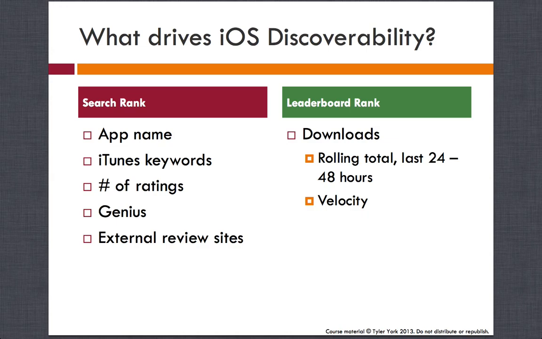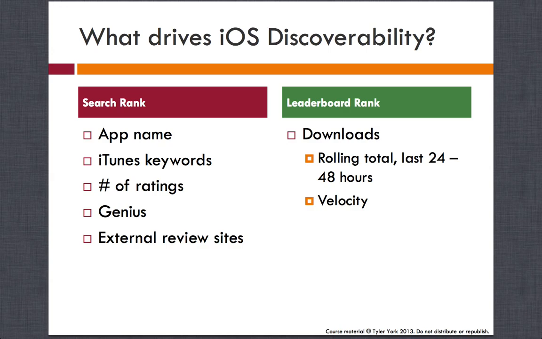Apple also has started including their Genius technology in your App Store searches. So if you have apps that are similar to what you're searching for, Genius will recommend apps that it believes are close to what already exists on your phone. So it includes Genius in that.